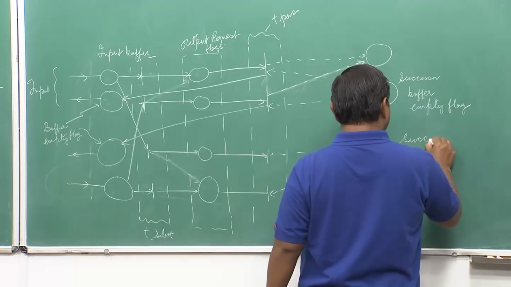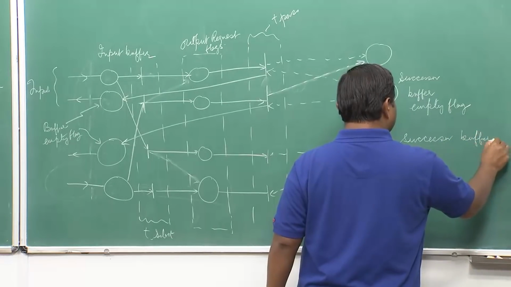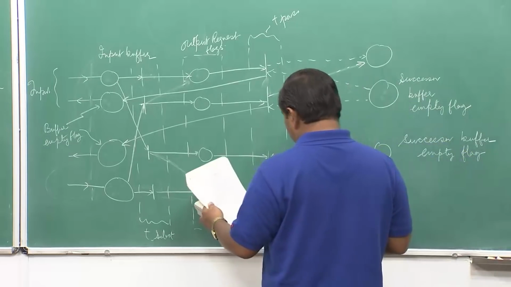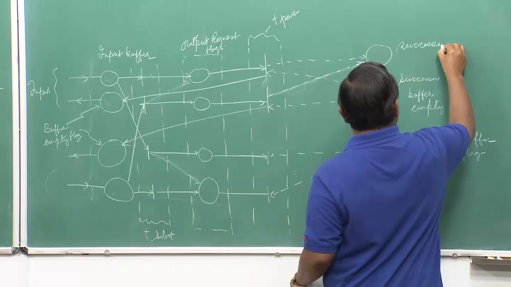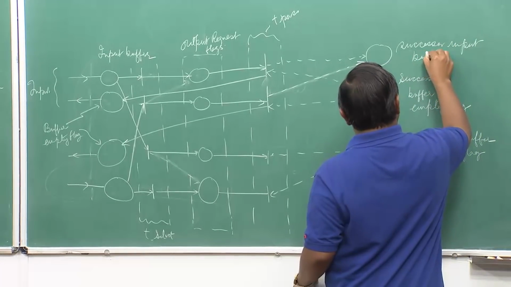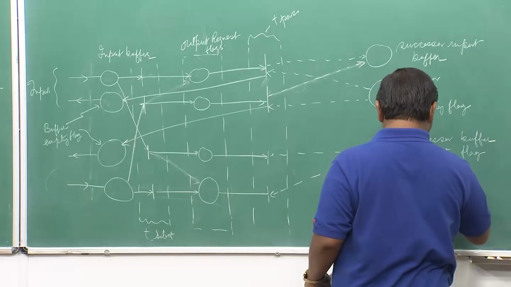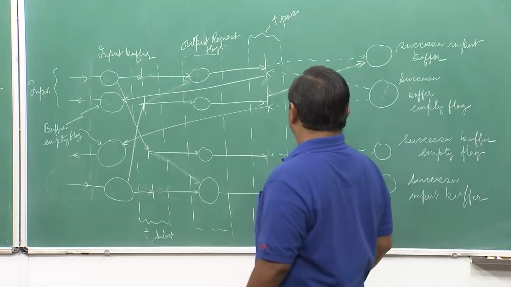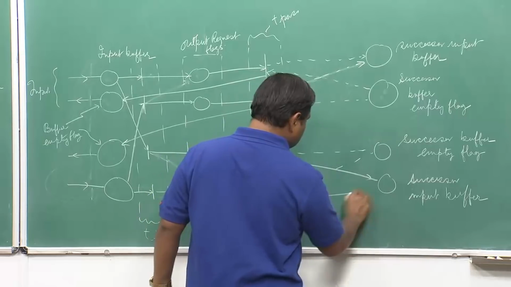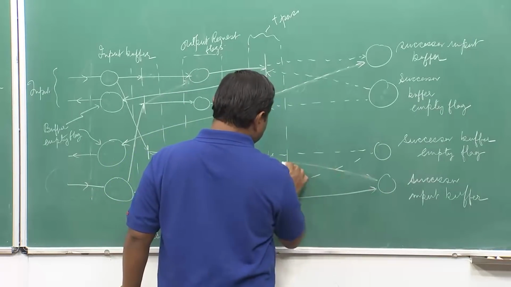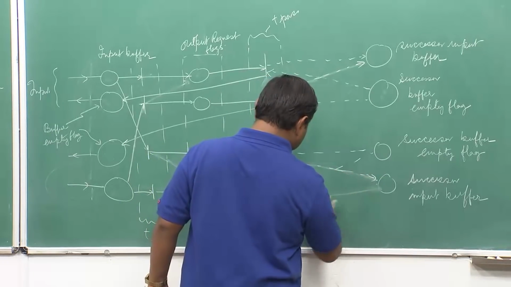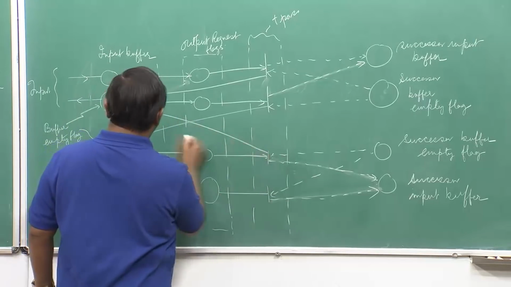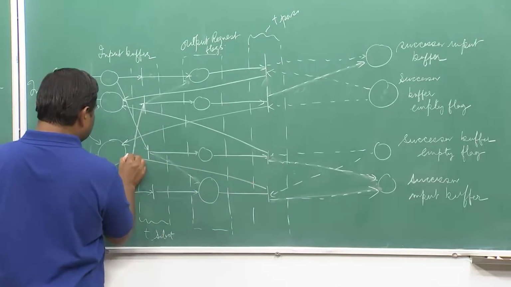This is also successor, buffer empty flag, and this is successor input buffer. This is also successor input buffer. In fact, I should keep it dashed because this belongs to the next one. And if this one is selected, then this input flag goes; if this one is selected, then this input flag goes.